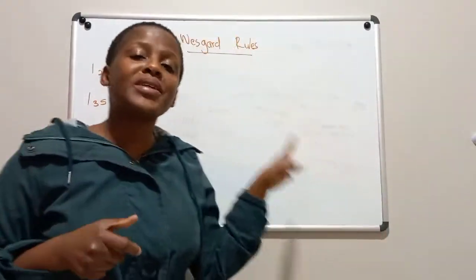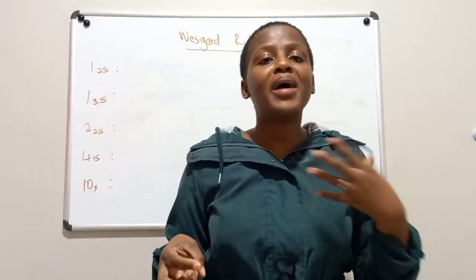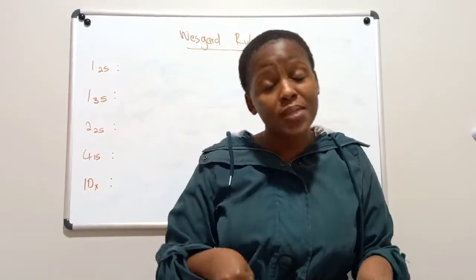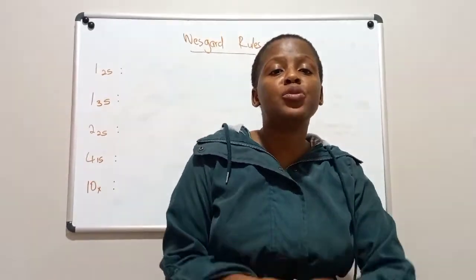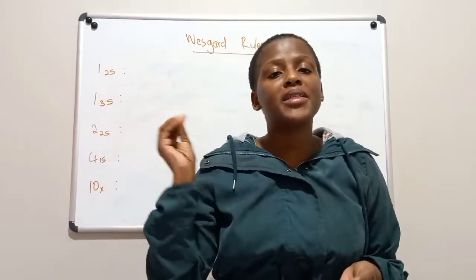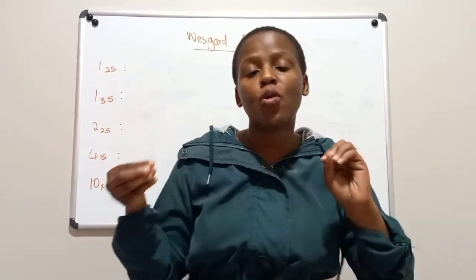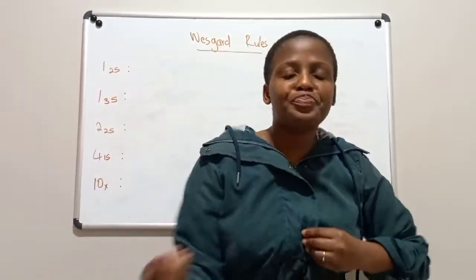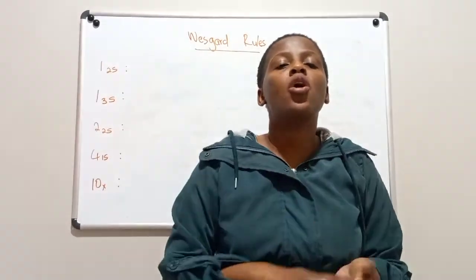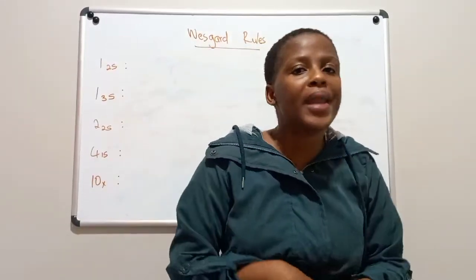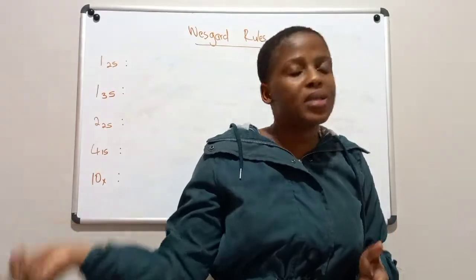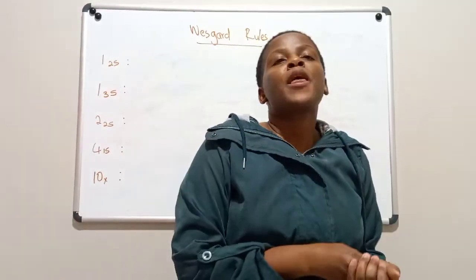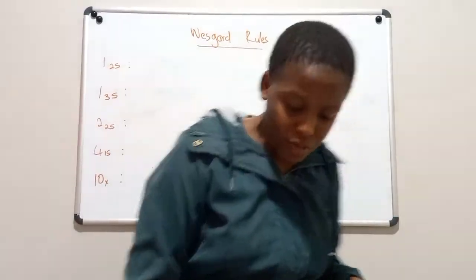Westgard rules are multi-rule QC rules that we usually use to measure if the analytical run is in control or out of control. We apply these rules on our LJs to determine whether it is safe to send out our results or not. Usually there are 5 rules.